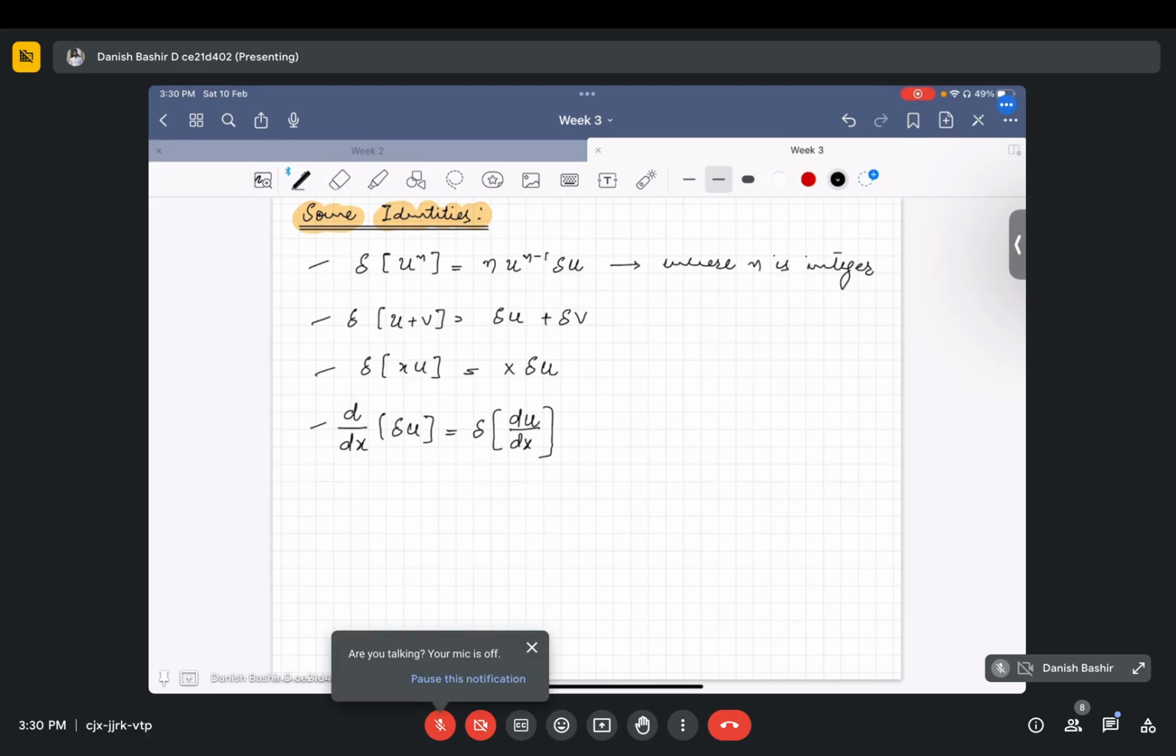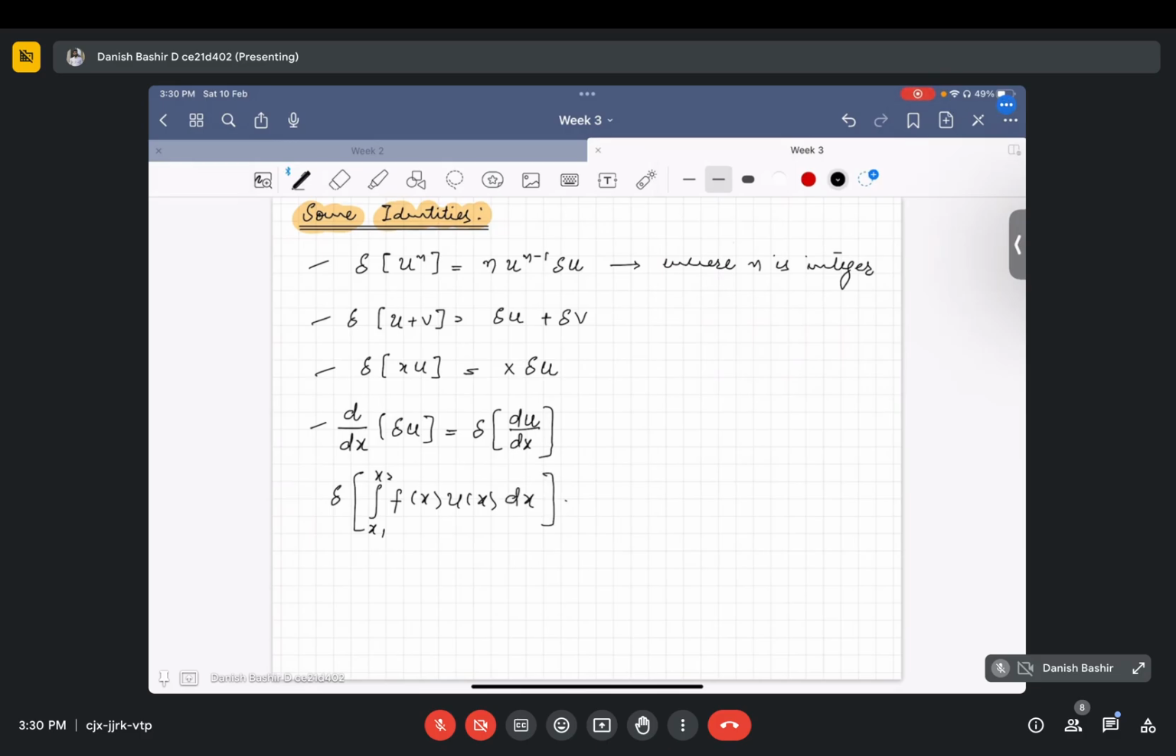Also, for example, we have the variational operator operating on a function given as a definite integral from x1 to x2 of some f of x multiplied by another function u of x, dx. We can easily take the integration outside, from x1 to x2, and the variation of the internal function, that's f of x, u of x, dx. Which is equivalent to the integral from x1 to x2, since the variation is only in u of x, because f of x is a known function, we can write f of x times the variation of u of x.